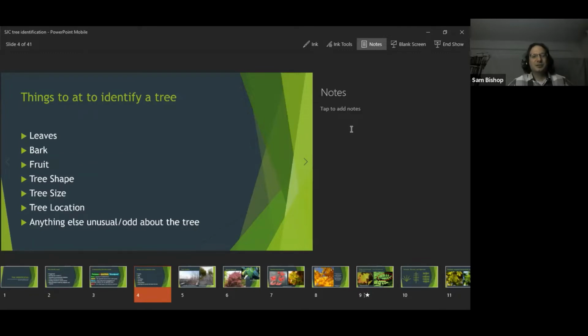Tree shape and tree size can also be a clue, or at least help you determine that something might be one or a group of trees, or eliminate a different group. Tree location, and we'll talk about this more in the next slide, but where the tree is located can give you clues. And anything else odd or unusual about the tree that seems to defy your expectations of what a tree would normally be.